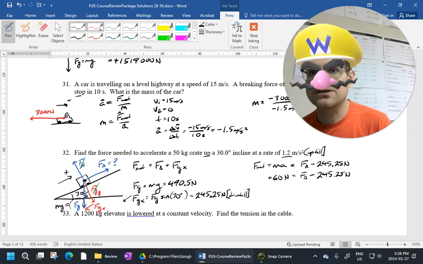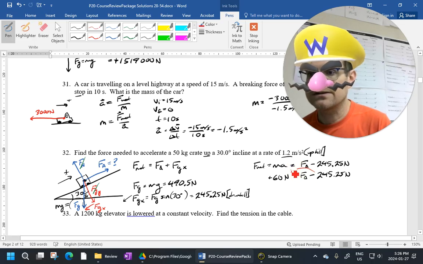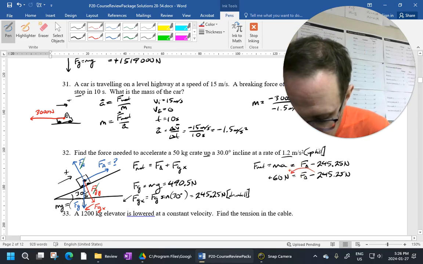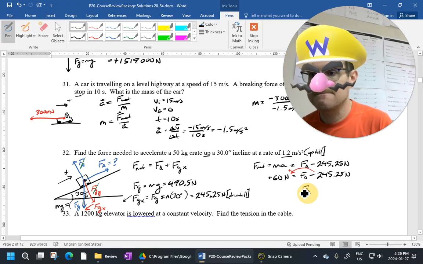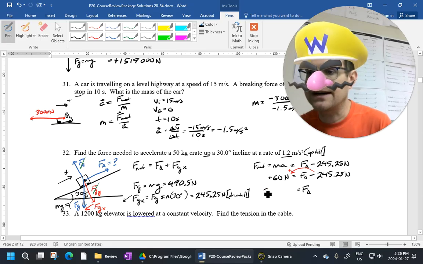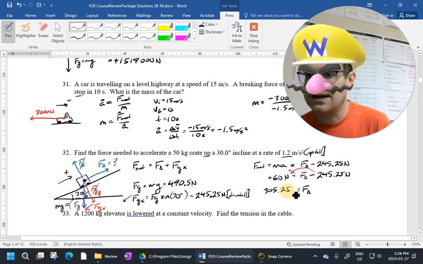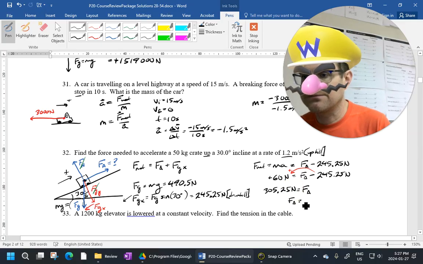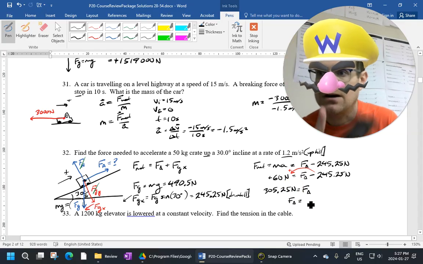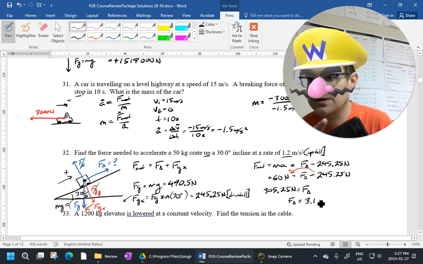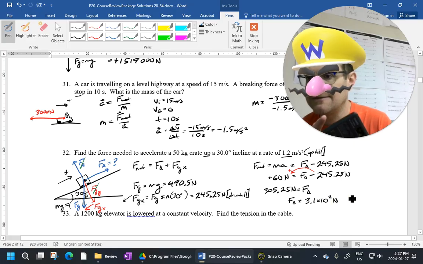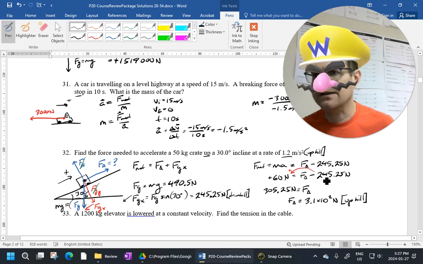245.25. And then what I'm going to do is I'm going to add over that number. Let's just use red here to the other side. I'm just going to add that over. So plus 245.25. So I get an overall F applied of a positive 305.25 newtons. Okay, so back to my proper sig digs. Remember, a force is always a vector. So in each direction, we need 2 sig digs apparently. So 3.1 times 10 to the 2 newtons uphill. There we go. Up the incline or up the hill.